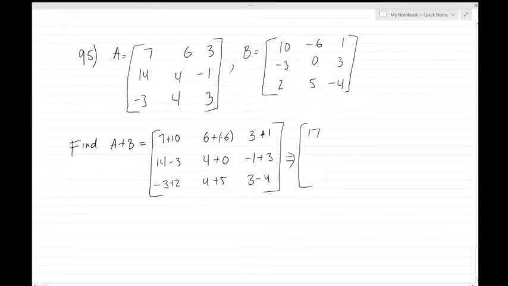So 17, 0, 4, 11, 4, 2, -1, 9, -1. Okay? So addition is just straightforward. You just add the corresponding elements that are in the same spot in each matrix, and then you're good to go. Okay?